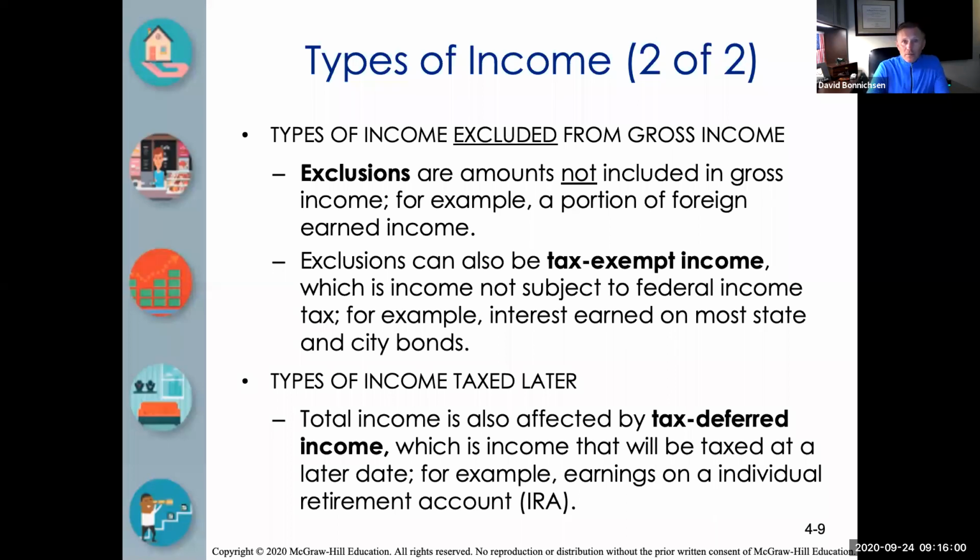Then we have other items like tax-deferred income. Items that are going to be taxed at a later date. So contributions that you make to an individual IRA, a traditional IRA, can be deductions for your current year taxes. Right? Not a Roth IRA, but a traditional IRA.